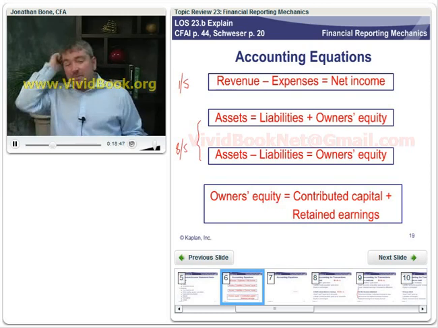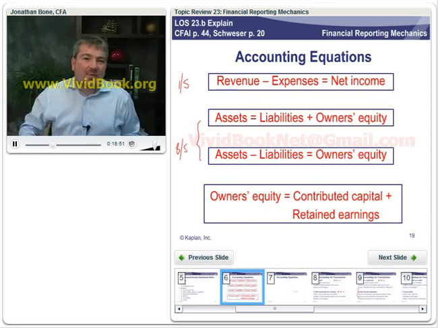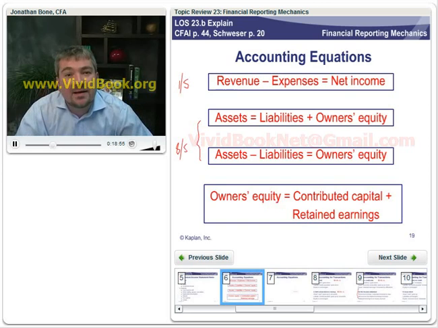Now, double entry bookkeeping, if you want a boring fact that might be useful in some kind of quiz at some point in the future, bookkeeping is the only word in the English language with three double letters in a row. Double O, double K, double E.